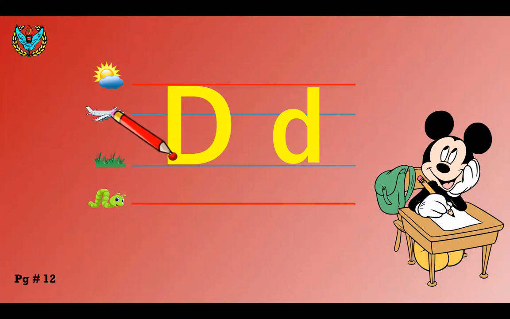For lowercase d, start under the plane line, draw a curve to the grass line all the way up to the skyline and trace back to the grass line. Bravo! Dear kids, you see, we did not lift the pencil for writing lowercase d.